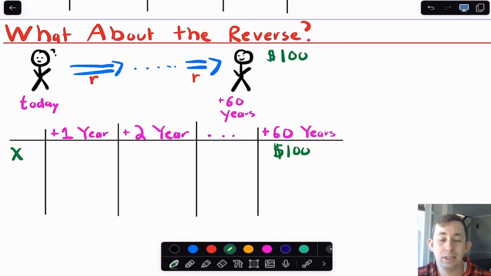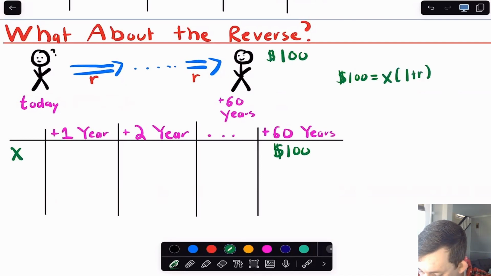Now suppose instead of putting P dollars in the bank today and asking how much it's worth in T years, suppose that Bill is trying to think about how much he needs to put in the bank today in order to have $100 60 years from now. Well, we know that this $100 is basically going to be equal to X times (1 plus R) to the 60, because that's how many periods away it is, where X is what I don't know. I don't know how many dollars to put in the bank today. So I'm just going to solve this for X.